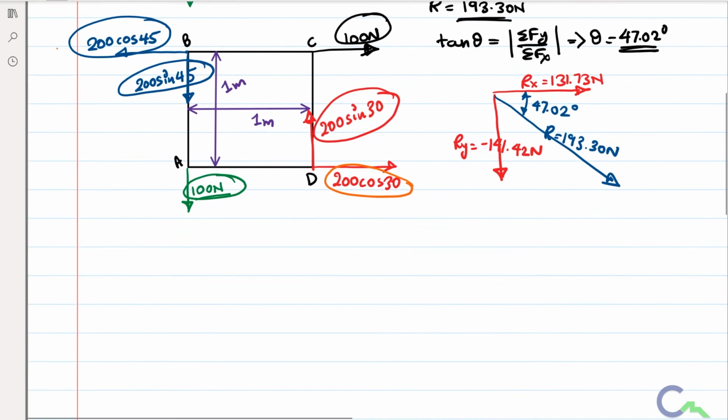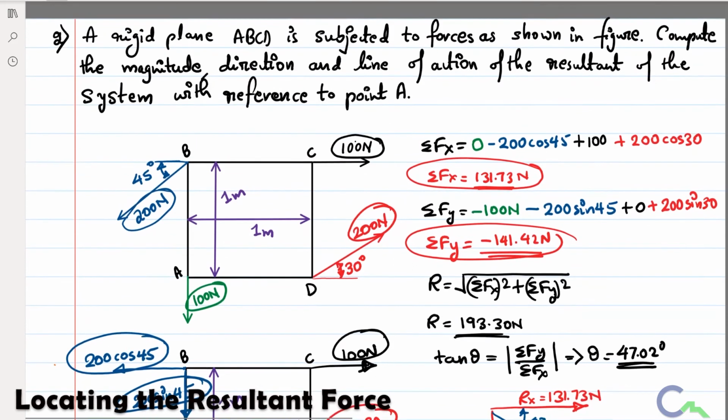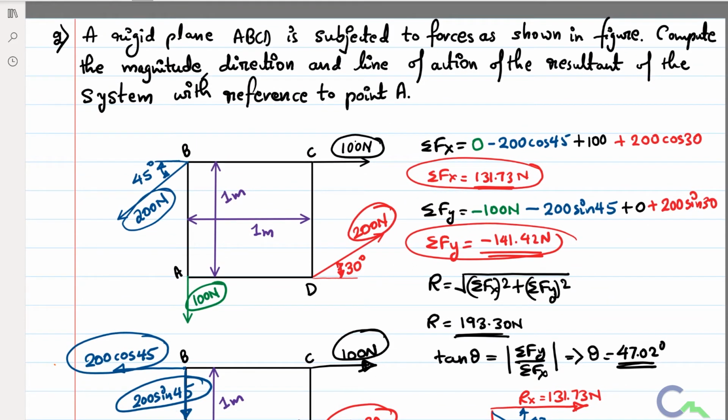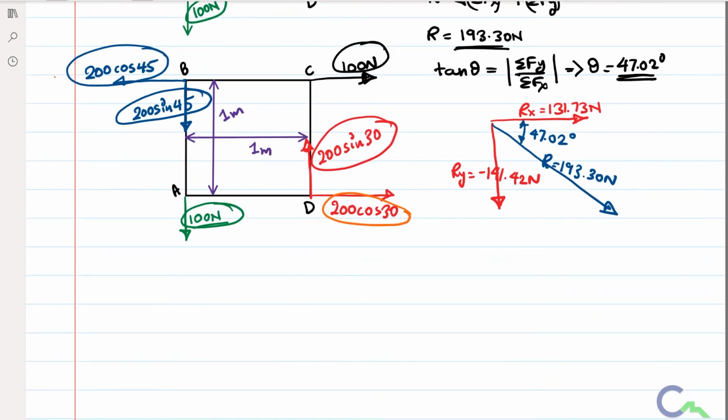The next step, I have to locate this resultant with respect to A. In the question they have given to locate the resultant with reference to point A. So for that I am going to use Varignon's theorem. Varignon's theorem is that the moment of the resultant is equal to summation of moment of all the other forces. In this case I am going to locate with respect to A, therefore first I am going to find the summation of moment about A. So for that I am going to use this figure again.